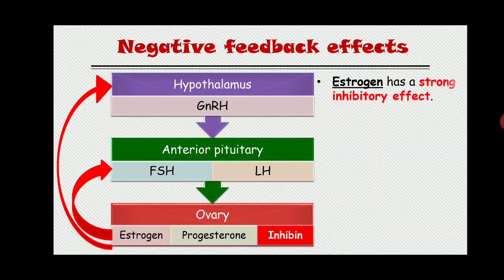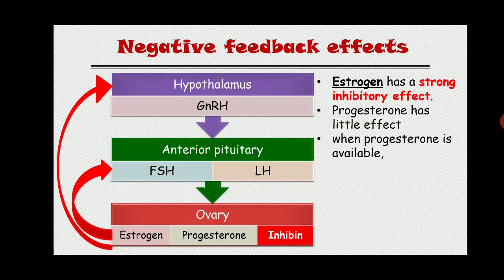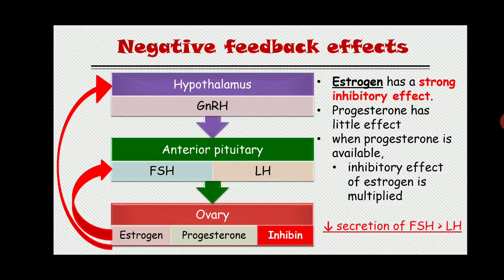So estrogen has a very strong inhibitory effect and progesterone has a very little inhibitory effect. But whenever progesterone is available, the inhibitory effect of estrogen is multiplied. Right? It's basically a synergistic kind of action of progesterone. Progesterone itself does not actually inhibit the GnRH release and anterior pituitary secretion, but once progesterone is there, the effect of estrogen becomes more and more pronounced, and estrogen decreases the FSH secretion more as compared to the LH.